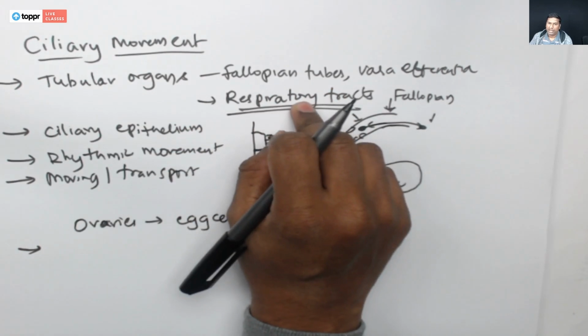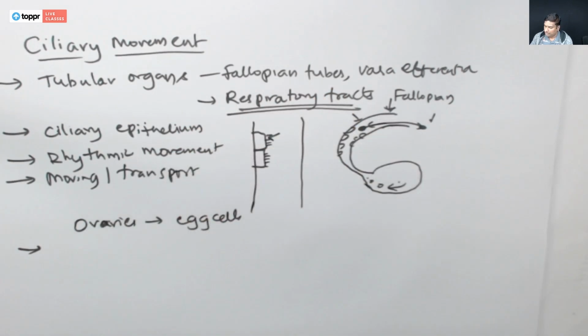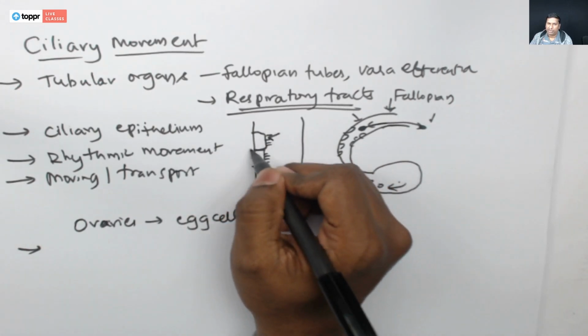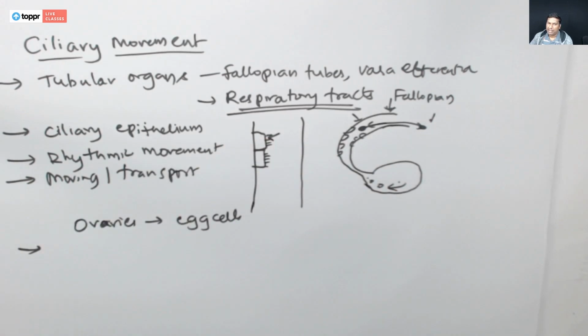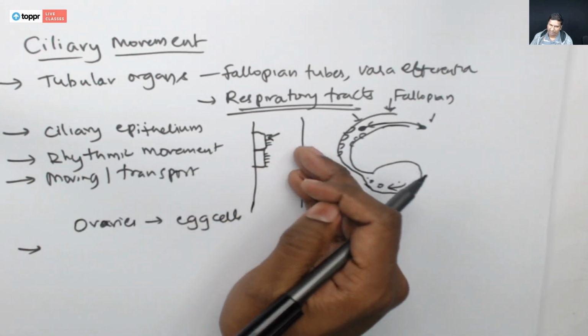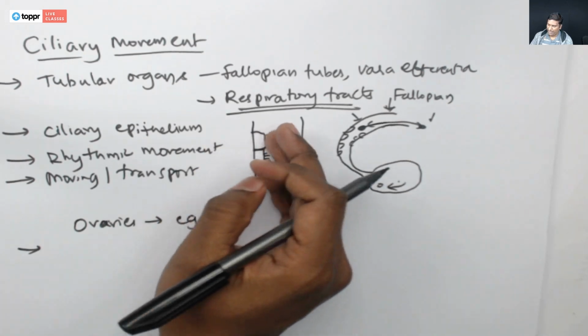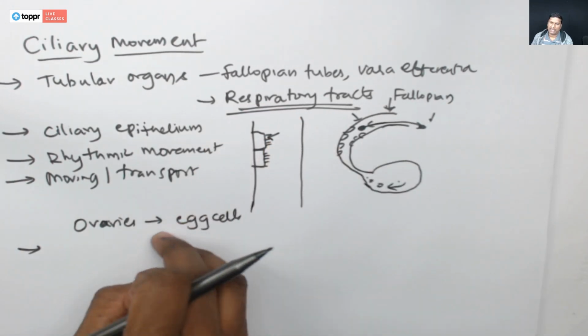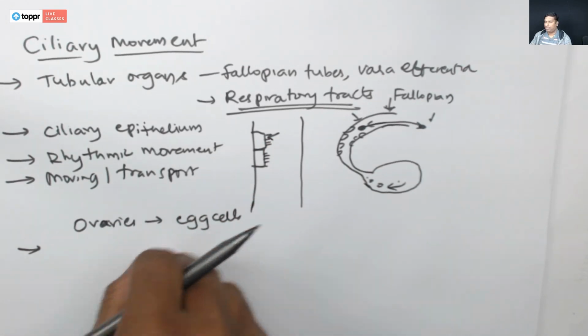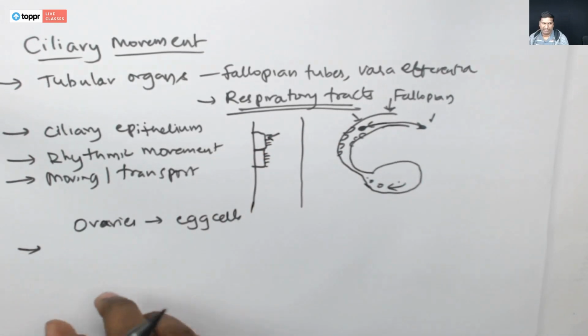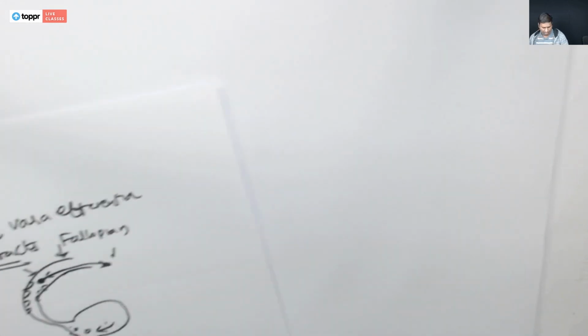When you breathe in air, the dust particles and the bacteria are going along with the air, and in the respiratory tract you have ciliary epithelia which will simply not allow them to stick to the surface and penetrate into the system. That way these ciliary movements are giving protection to our respiratory tract. So that is about ciliary movement.